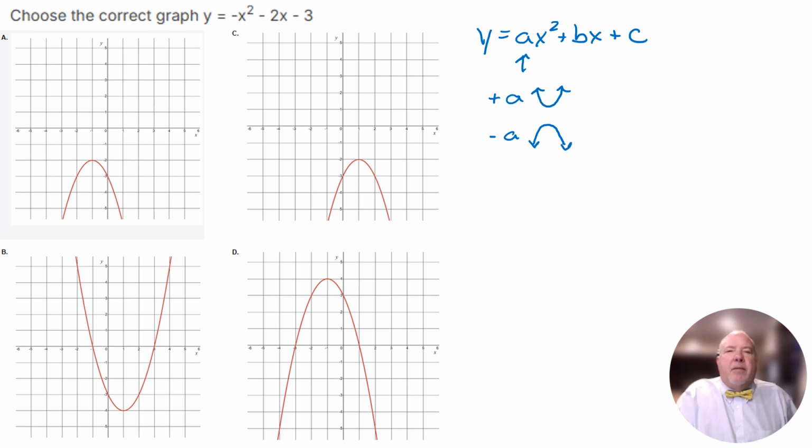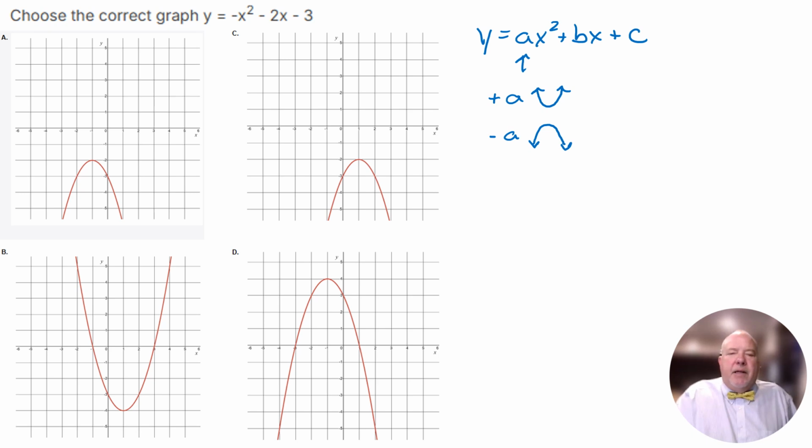So if we look at our problem, it's negative x squared. So our A value is -1. So this is going to open downward. So that eliminates answer B. So it's either A, C, or D because those are all opening downward.